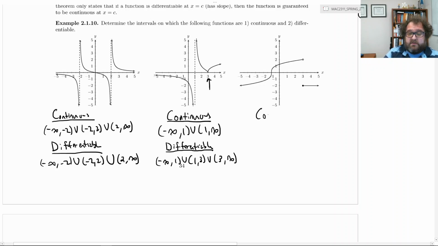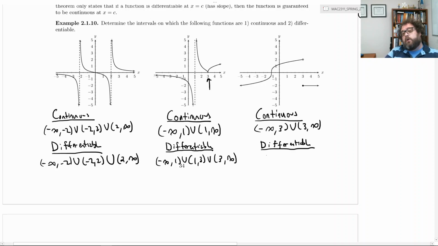So let's first talk about continuity. It's continuous everywhere except for 3. So this is negative infinity to 3, union 3 to infinity. Okay, everywhere except for 3. But as far as differentiability is concerned, or the intervals in which the function is differentiable, okay, what do you notice right here?